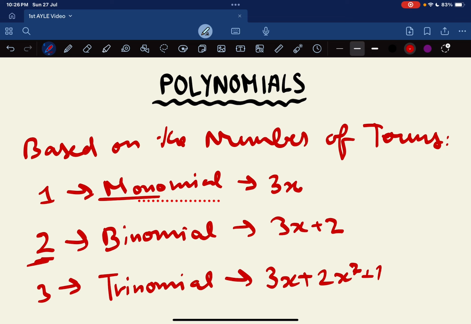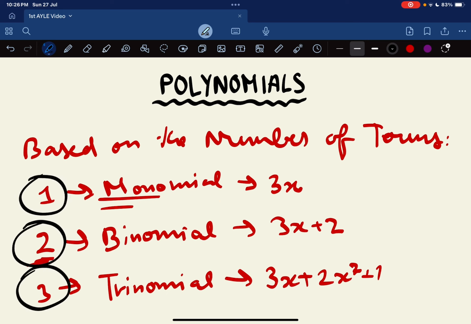And that is a trinomial. And then it just goes on. You've got different prefixes for different numbers of terms. But this is based on the number of terms. So this is the name for polynomials based on the number of terms.